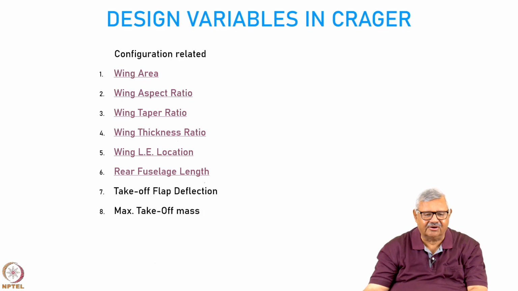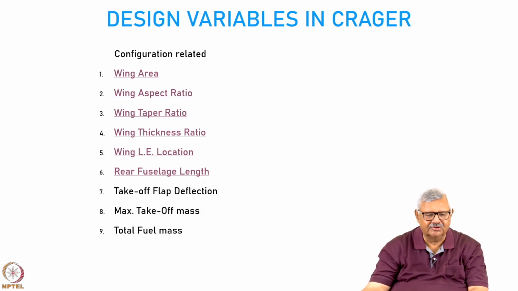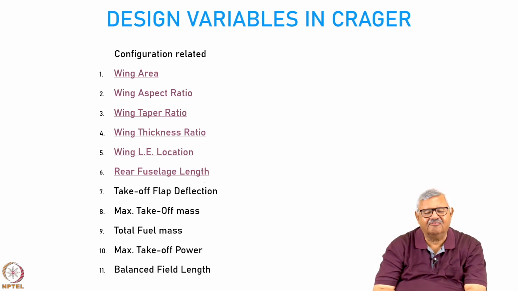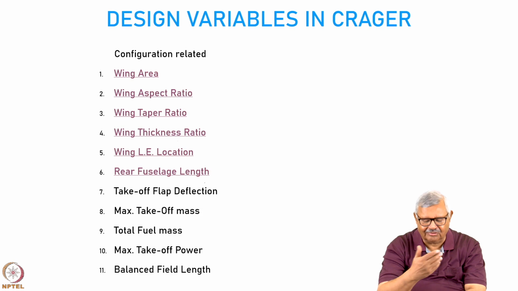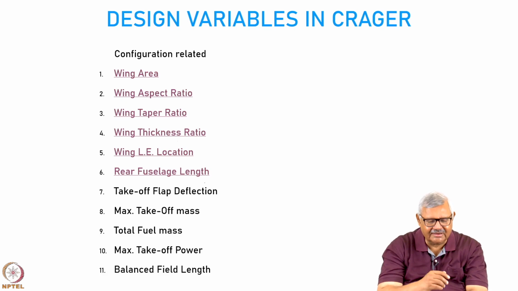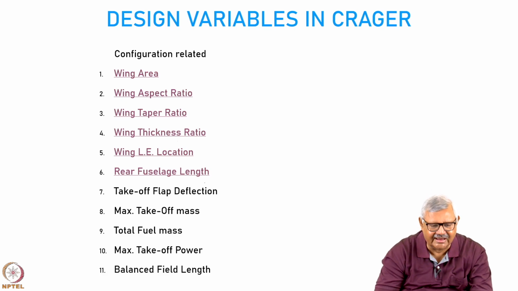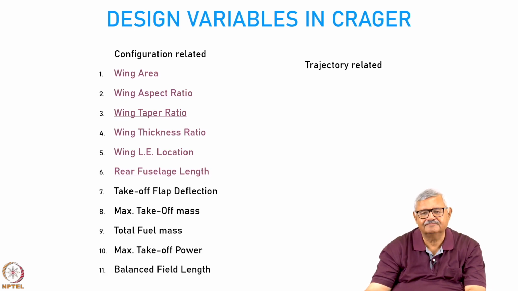Then you have maximum takeoff mass, total fuel mass, maximum takeoff power, and balance field length. Now, please understand, maximum takeoff mass is something that you actually calculate in the design. Total fuel mass is something that you calculate in design. Max takeoff power is what you try to find out, and balance field length also is a constraint that you want to meet. But in this particular code, these parameters are given as design variables. There is a very interesting reason for that, which I will explain to you as we go ahead.